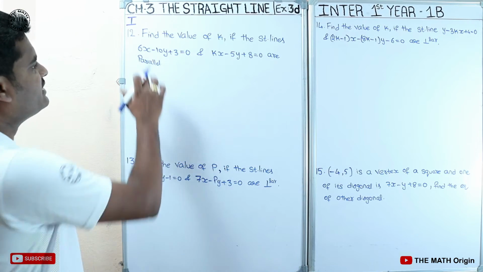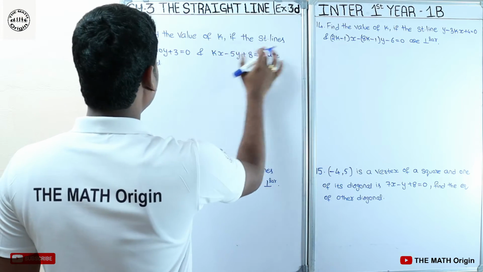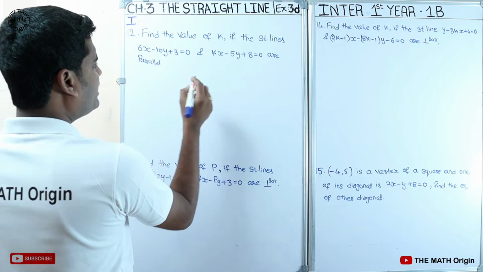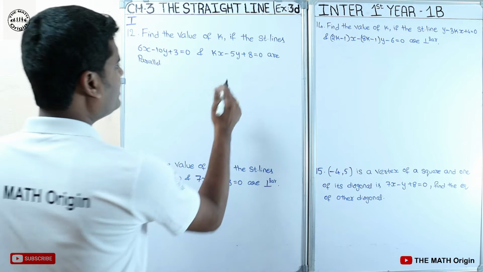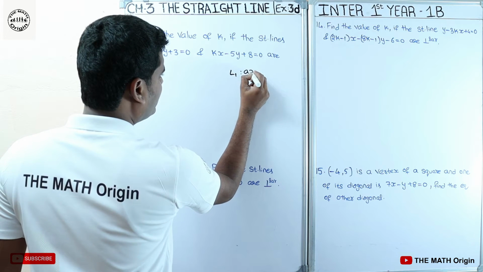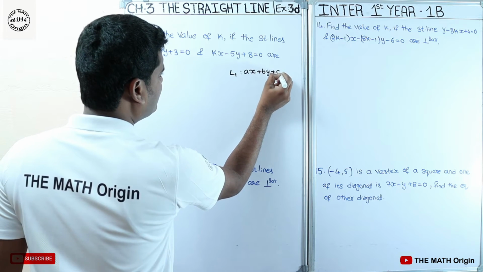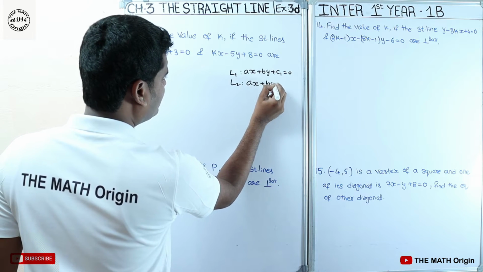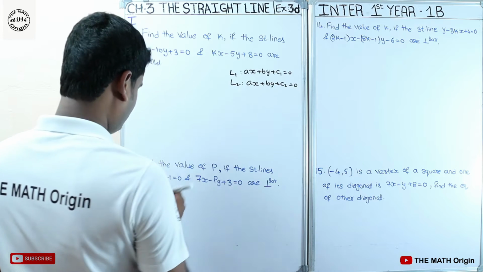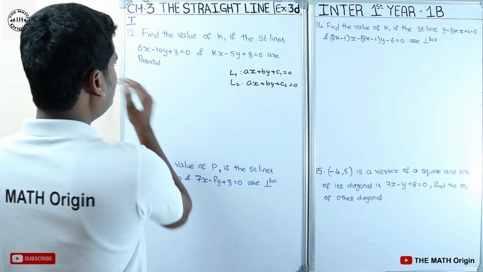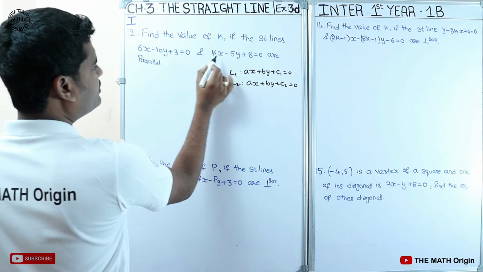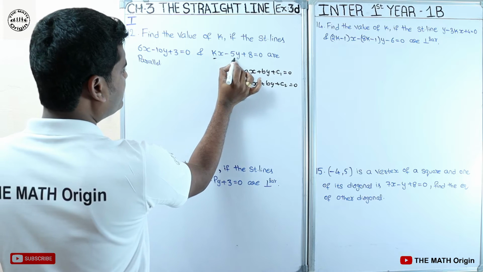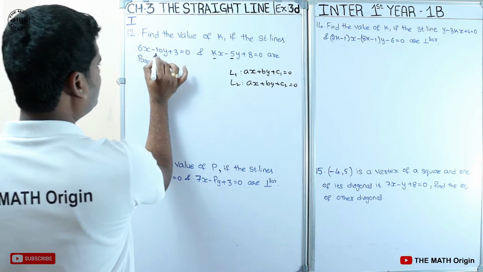12th question from the first section: find the value of k if the two straight lines are parallel. So parallel means we know the equations of the straight lines will be: line L1 is ax plus by plus c1 equals to 0 and line L2 is ax plus by plus c2 equals to 0. Okay, now here the equations given to us are 6x minus 10y plus 3 equals 0 and kx minus 5y plus 8 equals to 0. So we have to find k. To find k, first look at the b value: here it is minus 5, here it is minus 10.